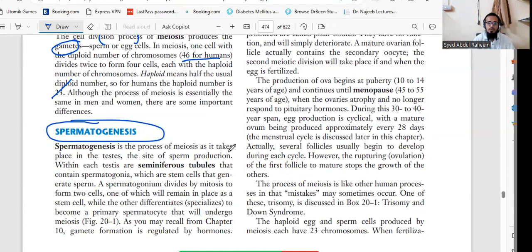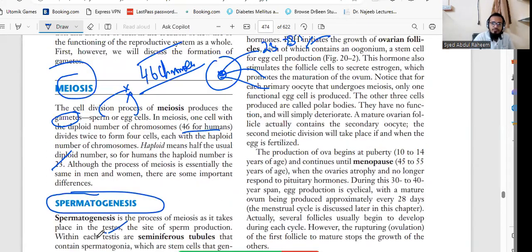Spermatogenesis is the process of meiosis as it takes place in the testes, the site of sperm production. Within each testis, there are seminiferous tubules that contain spermatogonia, which are stem cells that generate sperm. Spermatogonium divides by mitosis to form two cells, one of which will remain in place as a stem cell, while the other differentiates to become a primary spermatocyte that will undergo meiosis, as you may recall from the chapter.